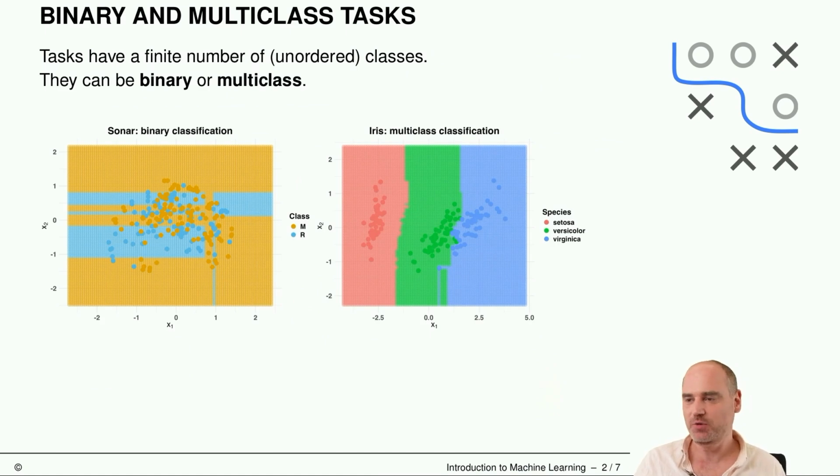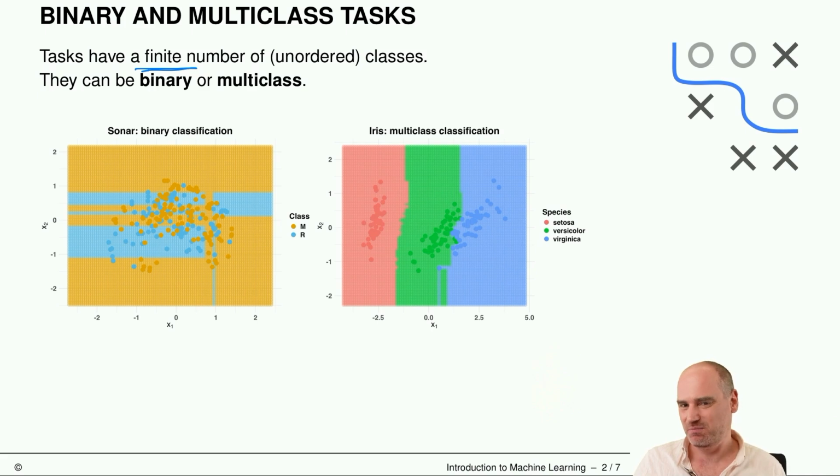I guess it's quite obvious there are tasks with two classes. And this is what we would call a binary task, and there are also tasks with more than two classes, and this is what we would call a multi-class task. So classification tasks are supposed to have a finite number of classes, and these classes usually are not ordered. There are some exceptions, so you can actually have an order structure on the classes, like, I don't know, small, medium, or large, or something like that.